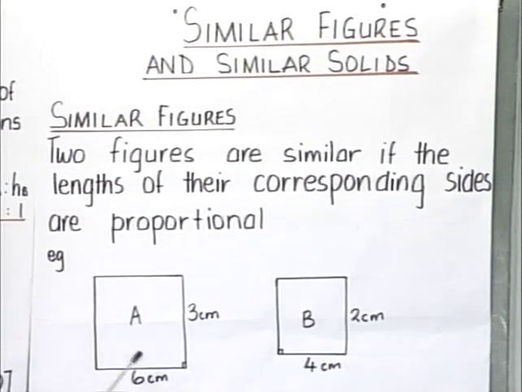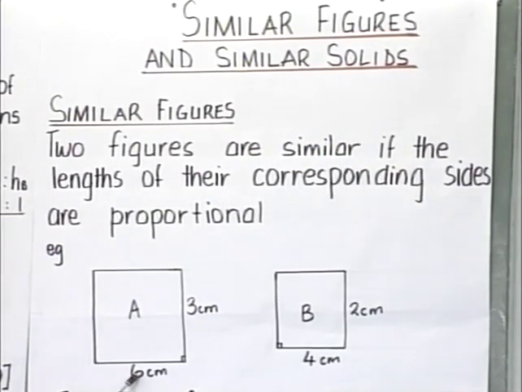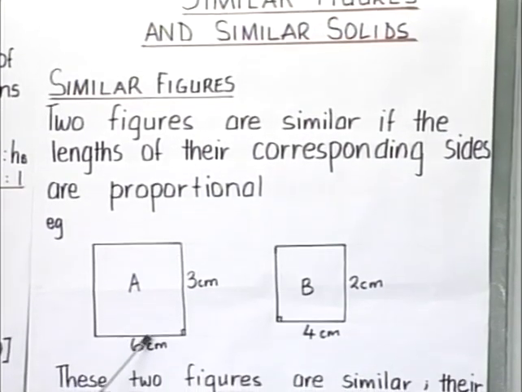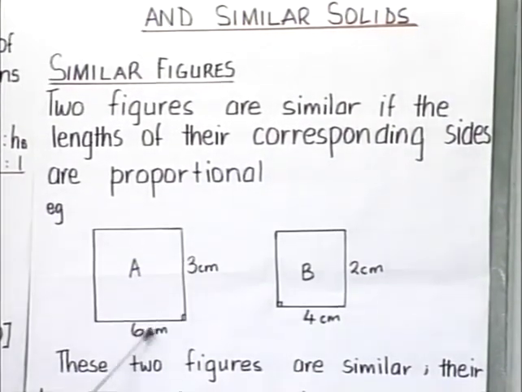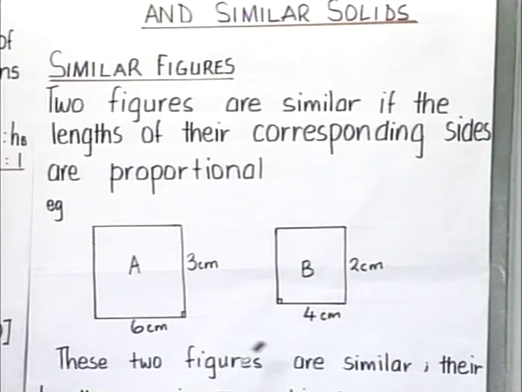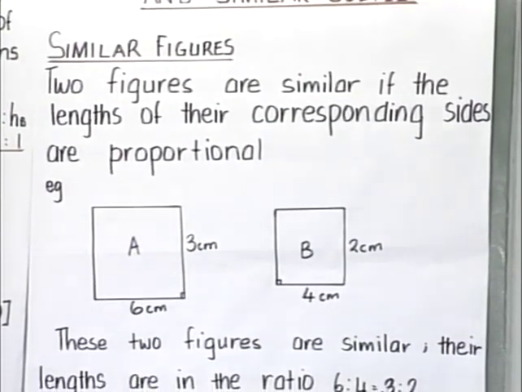Like for instance, I've got two rectangles here, rectangle A and rectangle B. If these two figures are similar, then the ratio of the width here is the same as the ratio of the length here. So 3:2 is the same as 6:4, or 6:4 is the same as 3:2. Or even if you compare the ratios here, 6:3 will be exactly the same as 4:2, which is the same as 2:1. Okay, that's on similar figures.